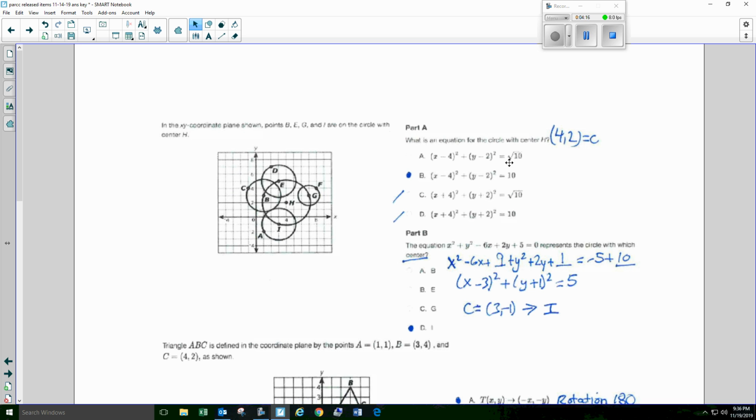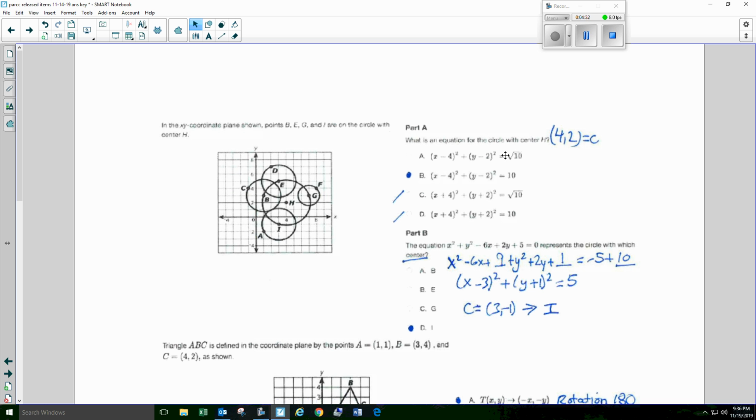So now it comes down to these two, looking at the radius. So this is saying, remember this is r squared right here. So this is saying r would be the square root of 10, which is just past 3. Well, if I count 1, 2, 3, it's just past 3. So that tells me it's this one.